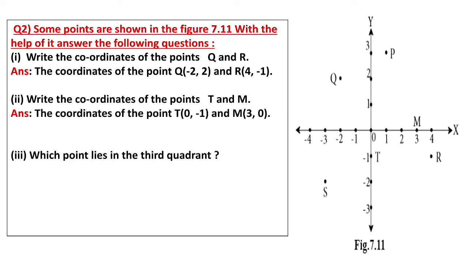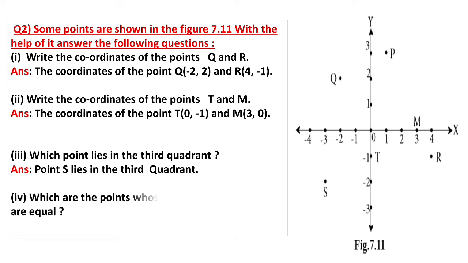Now the third one is given. Which point lies in the third quadrant? If you see the third quadrant, the point S is there. So point S lies in the third quadrant. The fourth one is given. Which is the point whose x and y coordinates are equal? That is the origin. At the origin, the x coordinate is 0 and the y coordinate is also 0. Understood? Now question number 3.